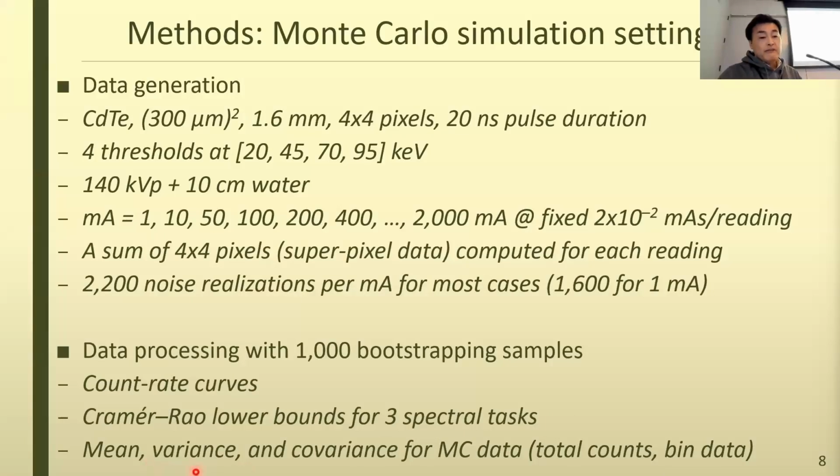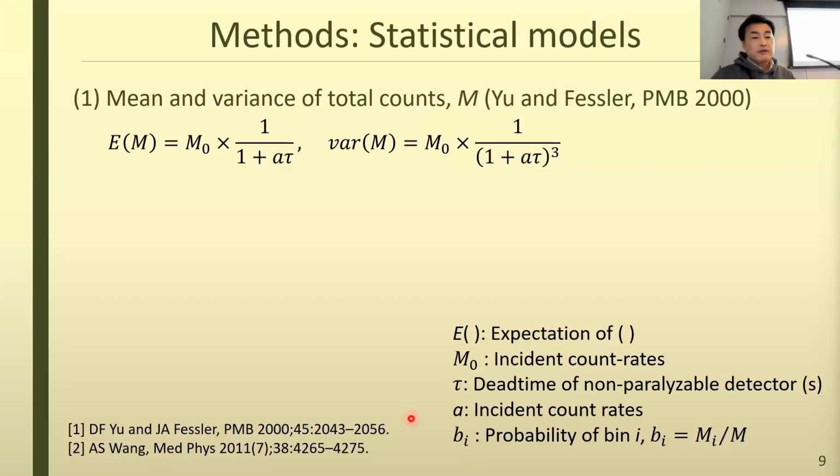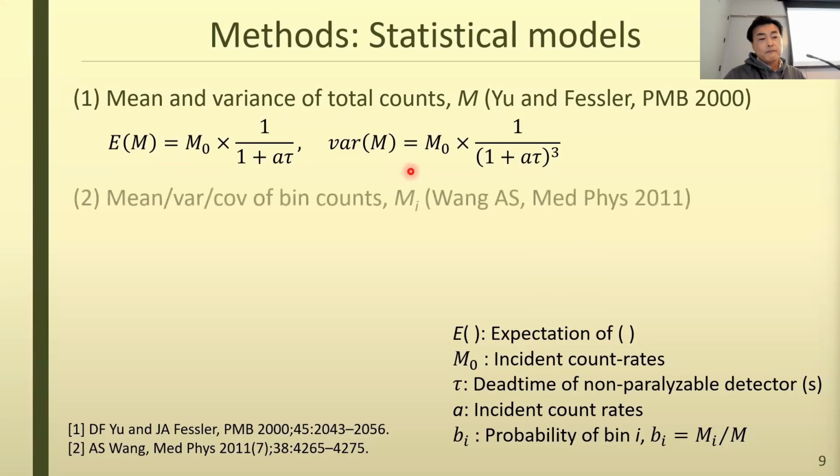We also measure the mean, variance and covariance of the Monte Carlo data and compare those with a statistical model. So what is the statistical model we used? We used a non-paralyzable detection statistical model. The expectation was derived a long time ago, and the variance was quantified this way by Yu and Fessler. So M naught is the input, A is the relative input count rate, tau is the dead time of the detector, and we can compute the expectation and variance this way, right?